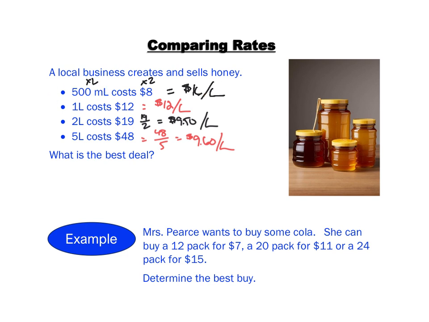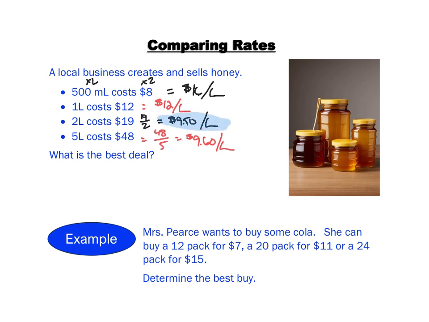Yes, Lena? I already see that the 1 liter is better than buying 2 500 milliliters. Yes, and we also see that it's not the best deal, because it's still the second most expensive one. Probably would be 2 liters. The 2 liter is the cheapest one because it's only $9.50 per liter.